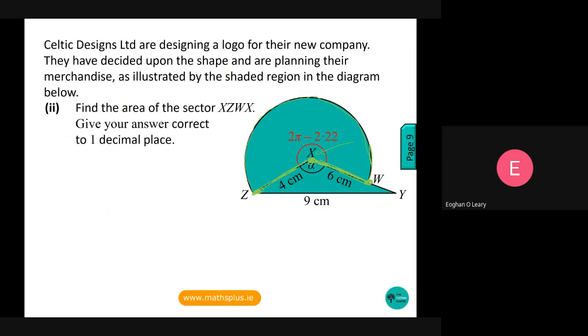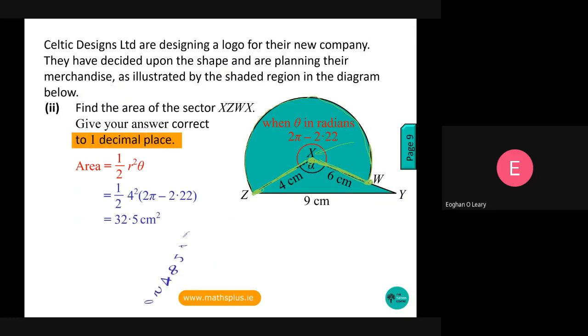So what do we do? We say 2 pi radians is a full circle. So 2 pi minus 2.22 radians, which is alpha, that's going to give me my angle, in radians. The area is going to be a half r squared times that angle, theta. So in this case, it's a half 4 squared, which is my radius, times 2 pi minus 2.22. And when I multiply it all out, I get 32.50 and so on and so forth.